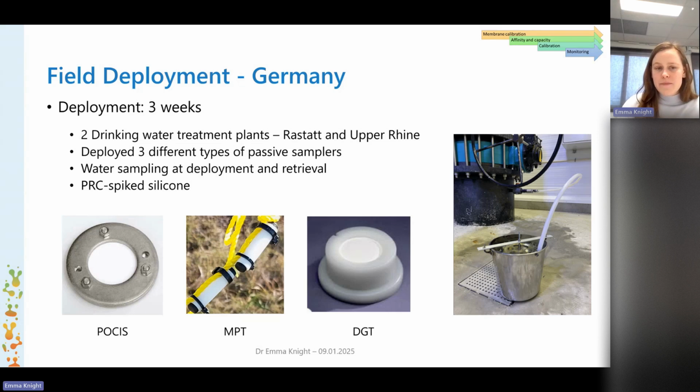We had 3 different types of passive samplers that we deployed, along with the PRC spiked silicones because of what we found in the calibration experiment. And then water was also sampled at the time of deployment and at the time of retrieval. On the right here, the picture of the bucket shows the setup that we had at each of the treatment steps, where we had a tap going into the bucket, the samplers in the bucket, and then an overflow into a drain.